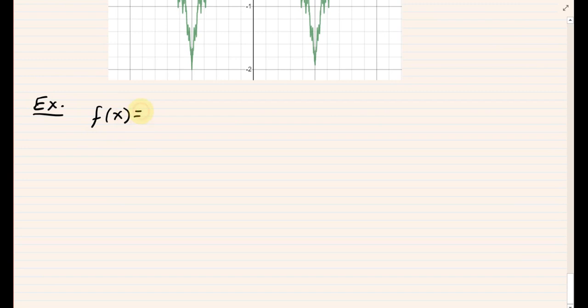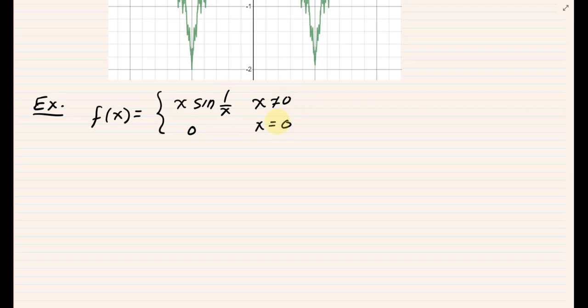It's f of x equals x sine 1 over x if x is different from 0, and it's going to be 0 at x equals 0. In other words, I have defined a function that is continuous at a point.